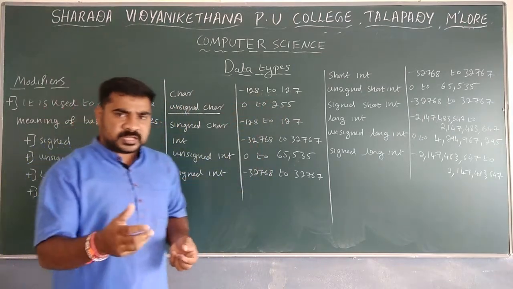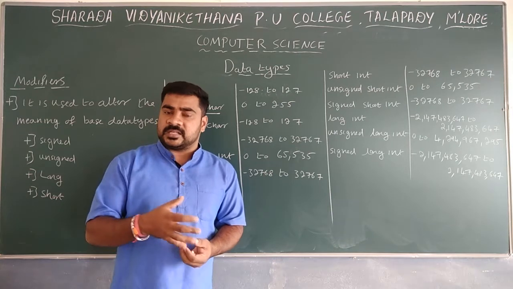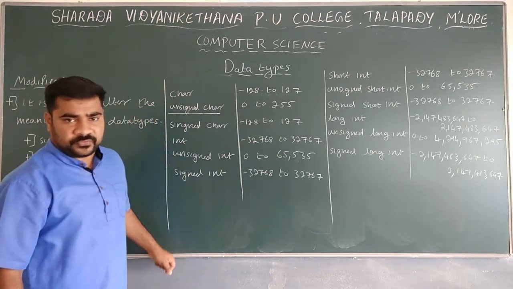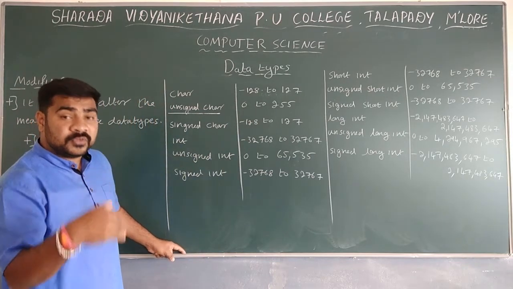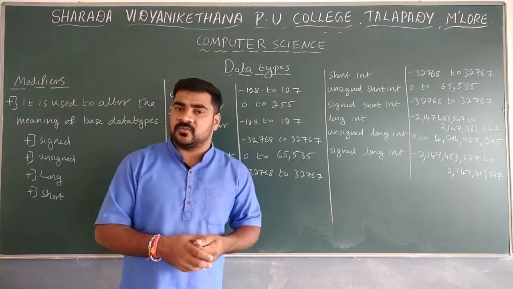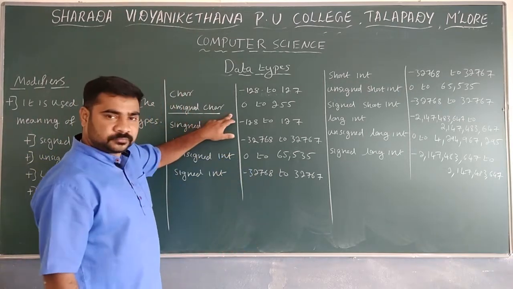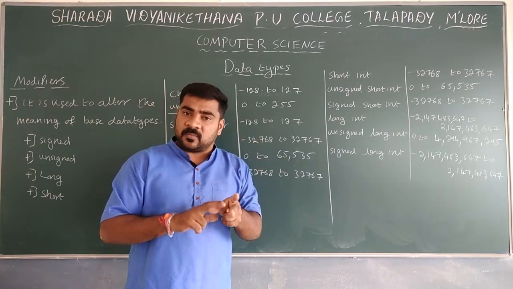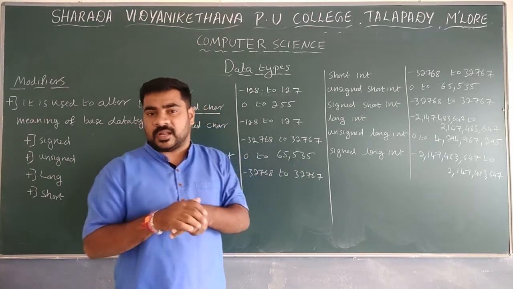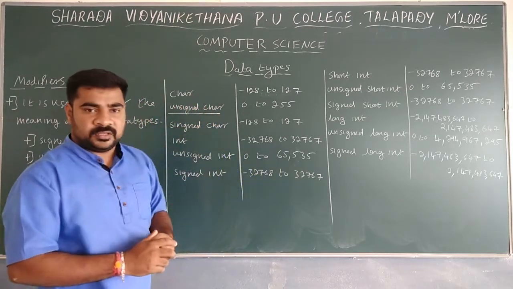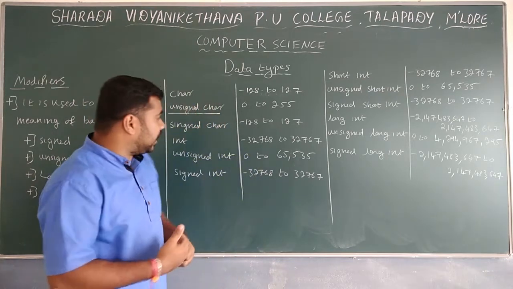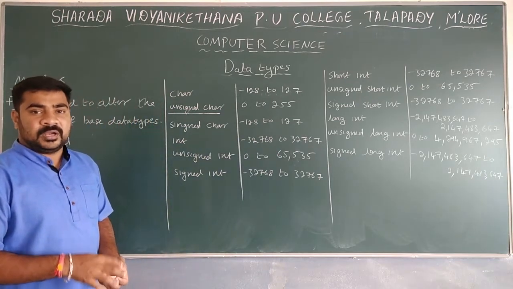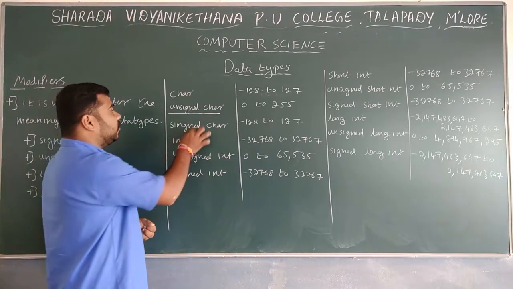Minus 128 to 127 and 0 to 255 both contain 256 characters in total. But remember, if you use unsigned, the range is going to change. If you use unsigned, it is not possible to use negative values. The next one is signed char. If you use signed char, it can be used from minus 128 to 127. That is the maximum range in case of characters.